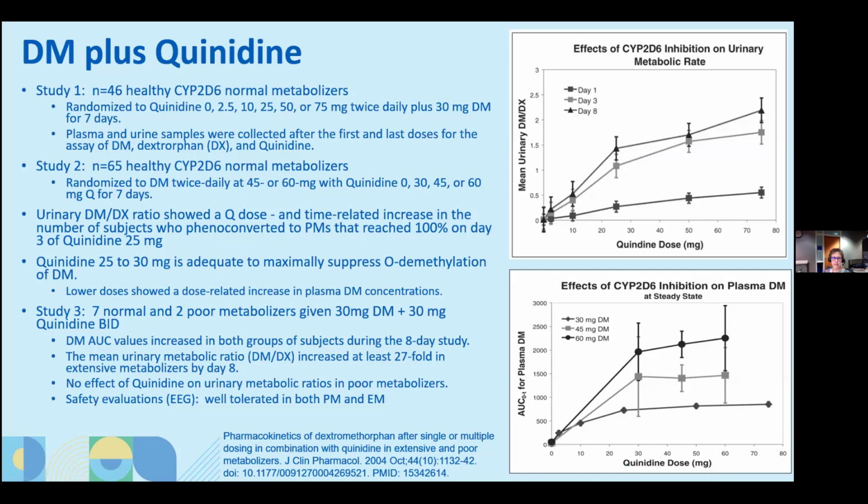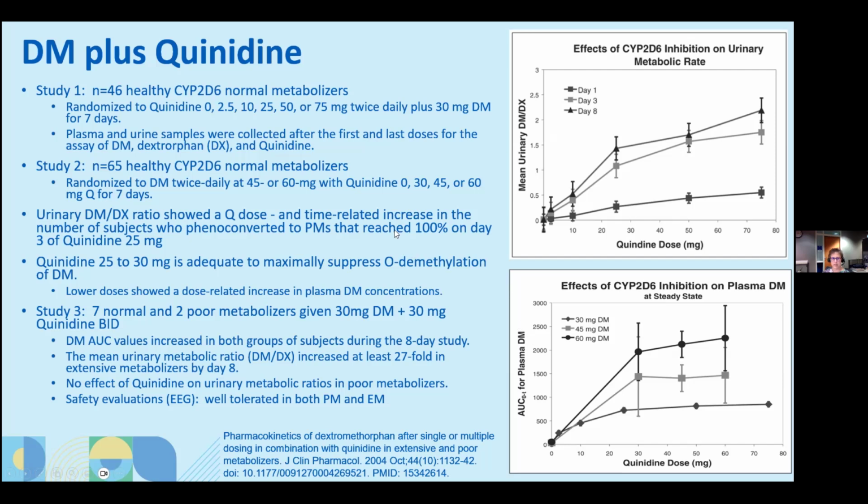In this particular study of dextromethorphan plus quinidine, it was actually one study that included three components, which they called studies, study 1, 2, and 3. And in study 1 and study 2, they gave CYP2D6 normal metabolizers quinidine at various doses, along with dextromethorphan. And in study 1, they measured the urinary ratio of dextromethorphan and dextrorphan, one of the metabolites. And in study 2, they looked at the AUC for the dextromethorphan itself.